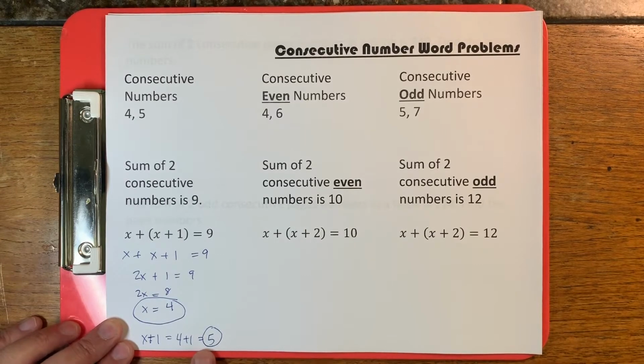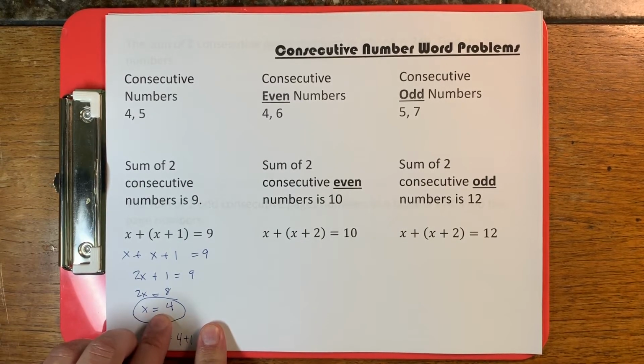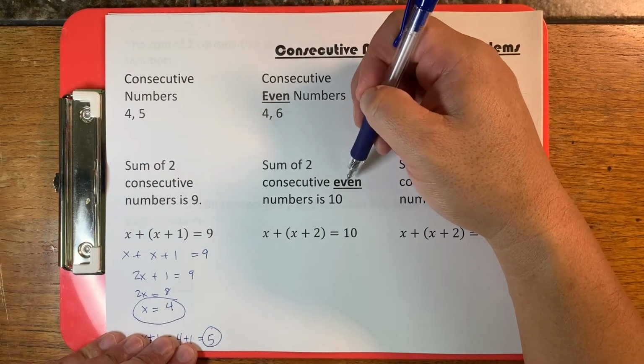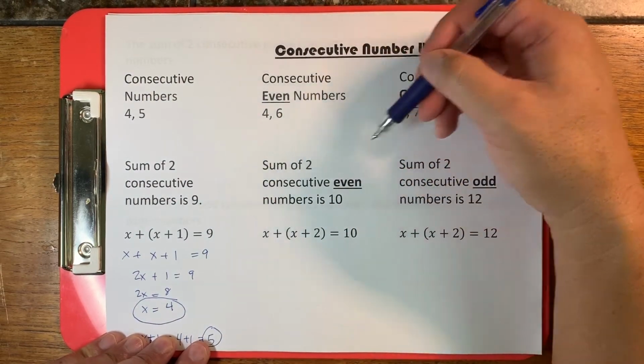Now, there's a lot of math here, and it doesn't have to be that confusing. Once you find the first consecutive number, you can just ask yourself what number comes next, and that would be 5.